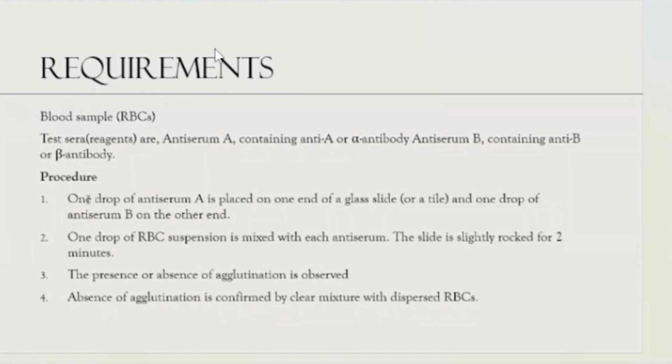And the procedure is simple. First, you take one drop of antiserum A and place it on one end of a glass slide or a tile, and then add one drop of antiserum B on the other end. Then to each, you add one drop of red blood cell suspension and mix it with each antiserum, and then the slide is slightly rocked for 2 minutes.